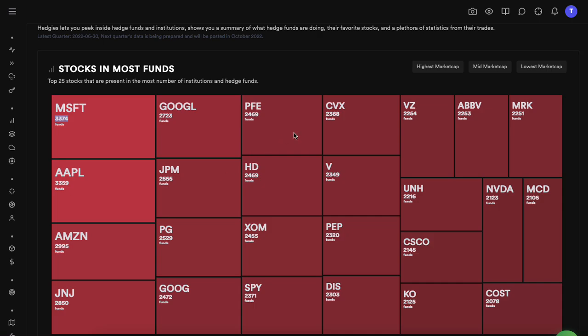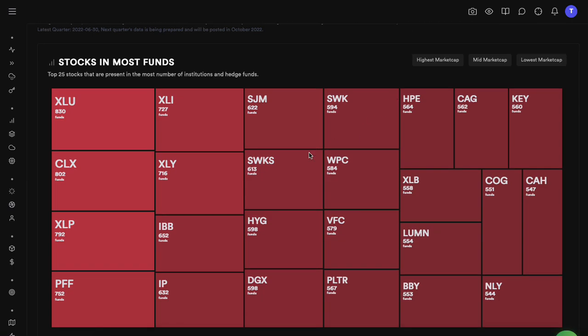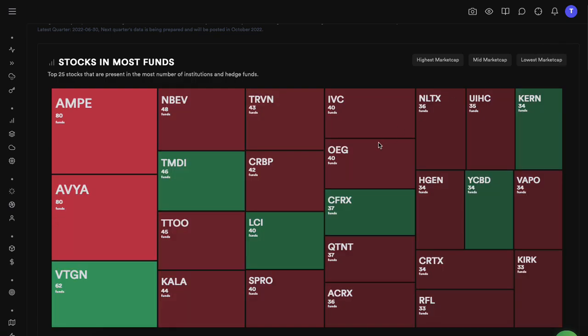But then let's see if we can look at the mid market cap. Even the mid market cap stocks that were present in the most number of funds, all of those stocks had a slightly higher outflow. So most funds actually exited positions rather than entered for the stocks that were present in most funds. And then we have a couple in the lowest market cap category where there was slightly more inflow than outflow.